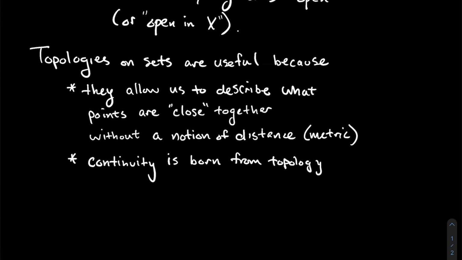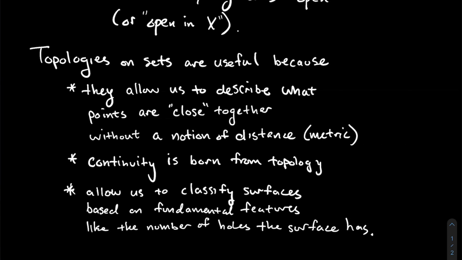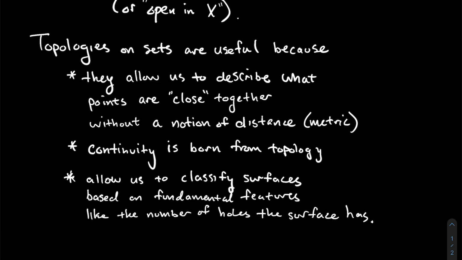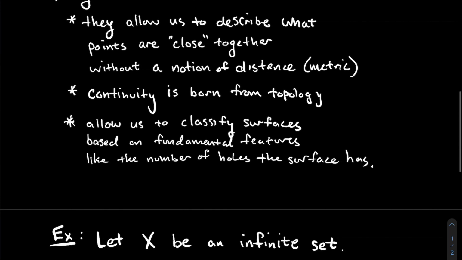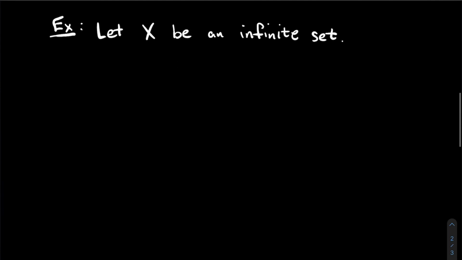It comes from topology. And one more thing is that it allows us to classify surfaces based on some of their fundamental features. So one example of that would be, how many holes does a surface have? And if two surfaces are similar in some topological way, then the properties that one surface has, you'd expect the other surface to have those same properties too. So again, mathematicians are kind of like biologists sometimes. We like to classify things and put them in a box, and everything in the box has some kind of shared qualities. Now let's finally get into what is the finite complement topology.